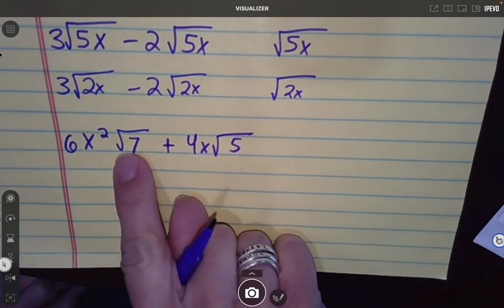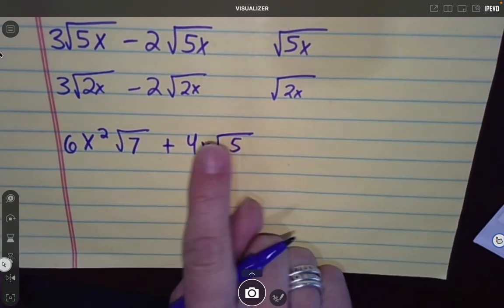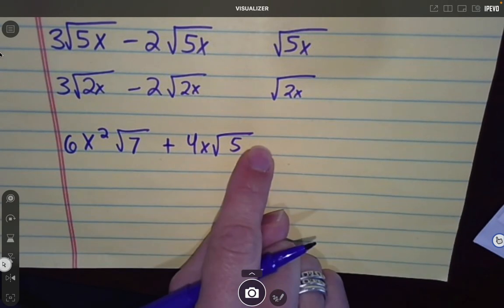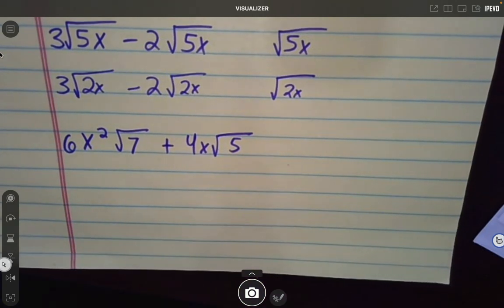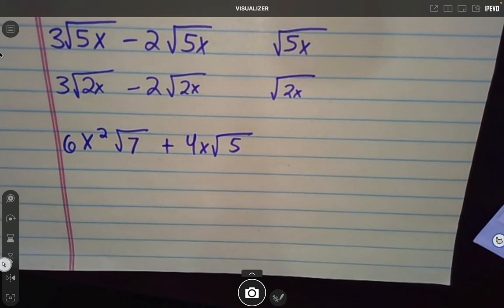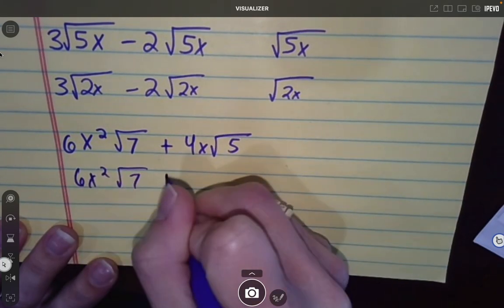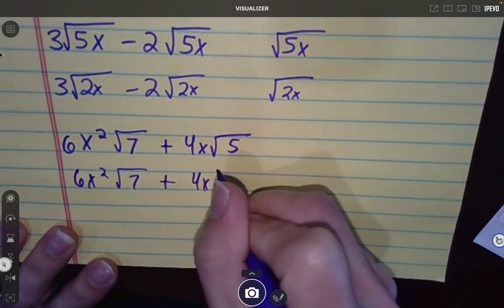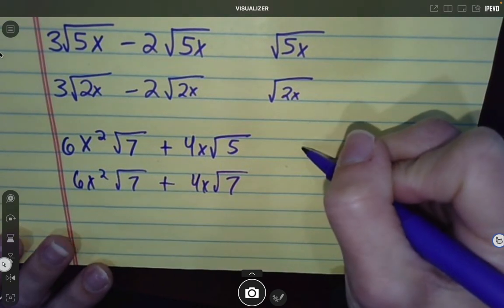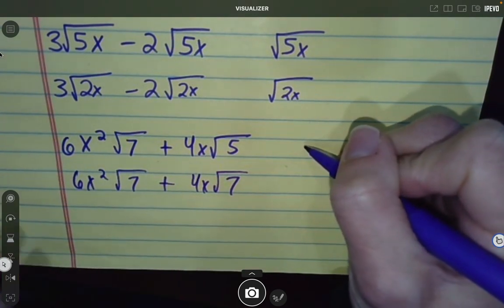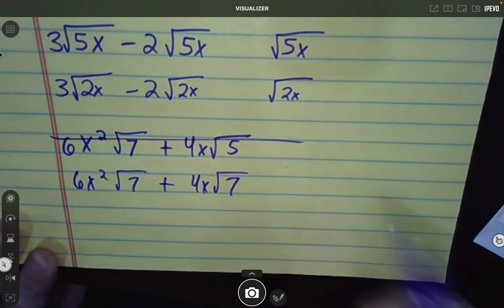Both of these are square roots, but the numbers underneath also have to be the same. If the one on the right was also square root of 7, then I could have done something with it. I thought you can't add an x squared and an x. You couldn't. Okay, so this one you can't do. They put can't combine.